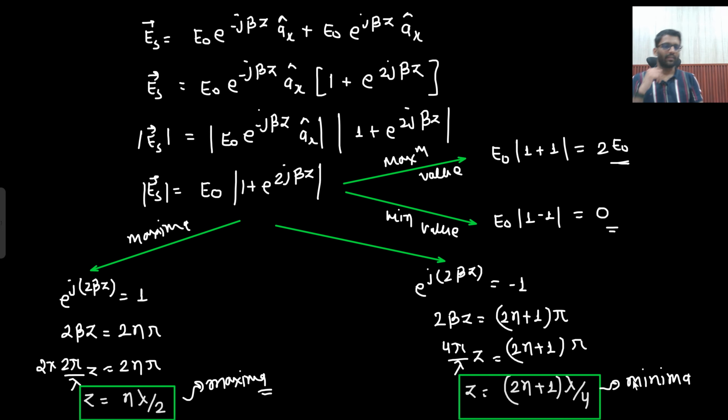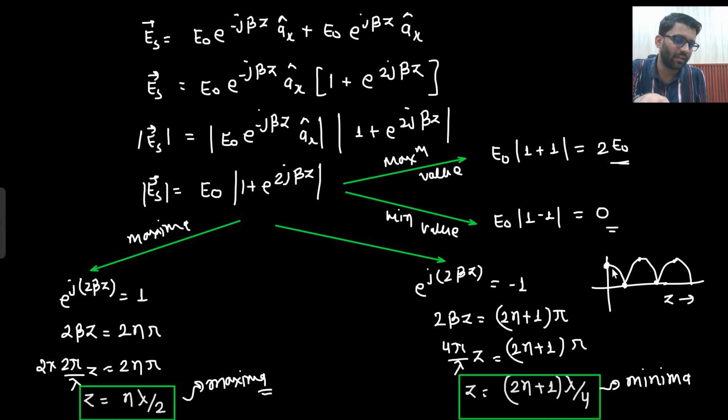Can you draw the standing wave pattern? Yes. How will you draw it? Sir, n equals 0, that means at z equals 0. Sorry, at z equals 0, I will get maxima, and the maxima is 2 E naught. At z equals lambda by 4, I will get minima. At z equals lambda by 2, I will get maxima. Maxima, minima, and maxima is 2 E naught, sir, and minima is 0, sir.